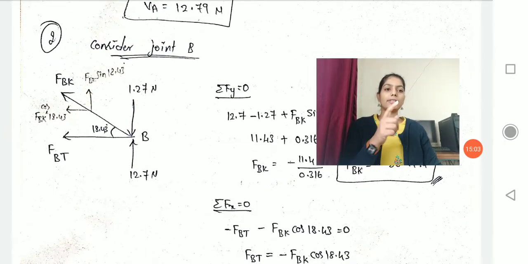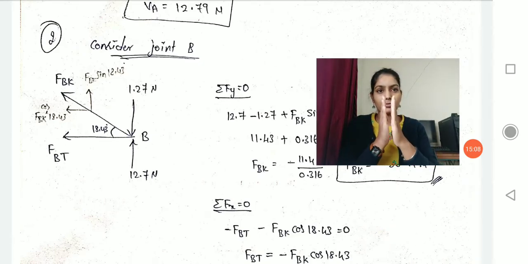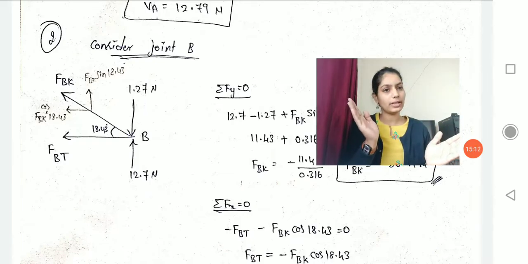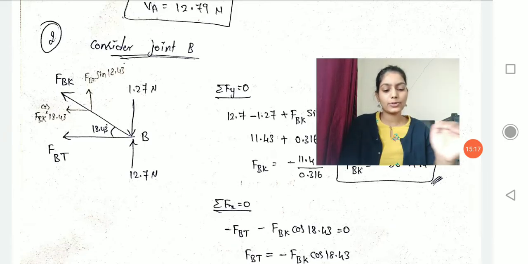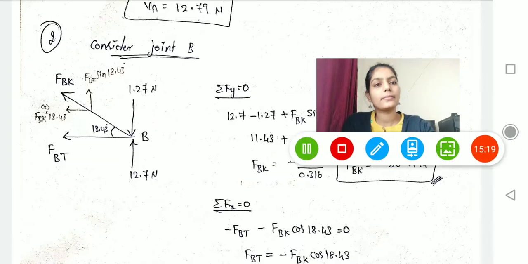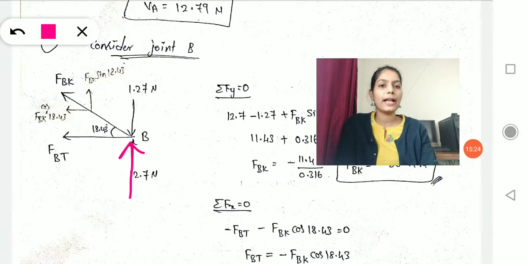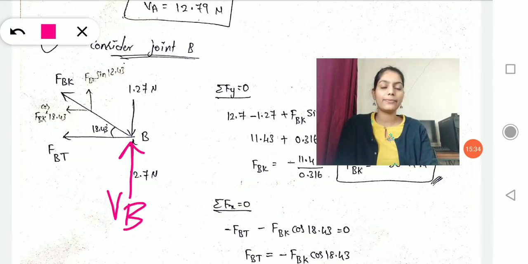Here you can see I have taken the joint B. And as I said, this truss is symmetrical about the vertical axis. That's why whatever happens on the B side, you can repeat it on the A side. Now joint B. This is your joint B. At this joint B, the vertical force acting is what? The reaction at support B.